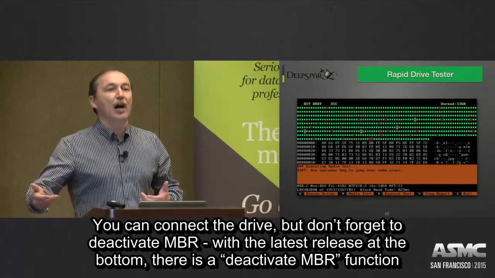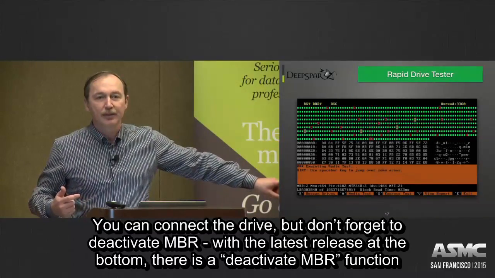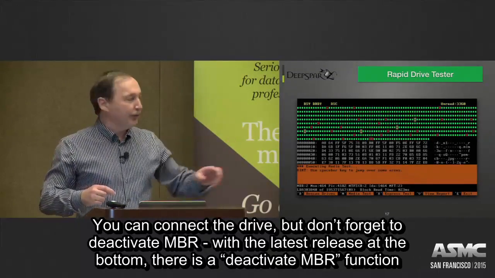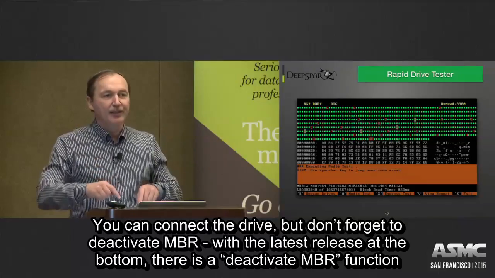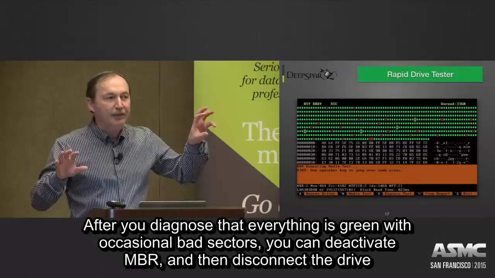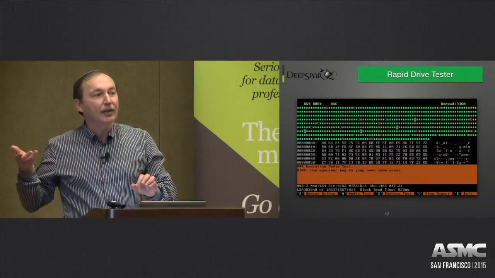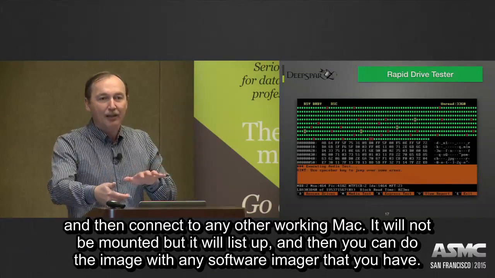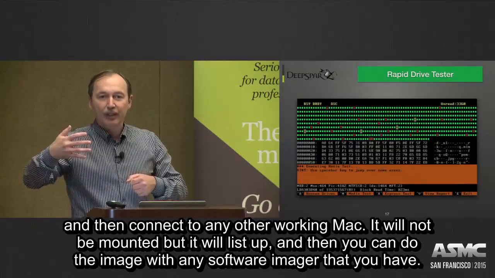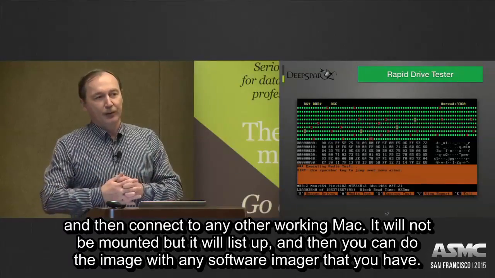So you can connect the drive, but don't forget to deactivate MBR, right? It's not actually listed here, but anyway, in the latest release at the bottom, there is a deactivate MBR function. So after you diagnose that everything is green, maybe very occasional bad sectors, you can deactivate MBR and then disconnect the drive and connect it to any of your working Macs, okay? It will not be mounted, but it will be listed, and then you can make an image by any software imager that you have.